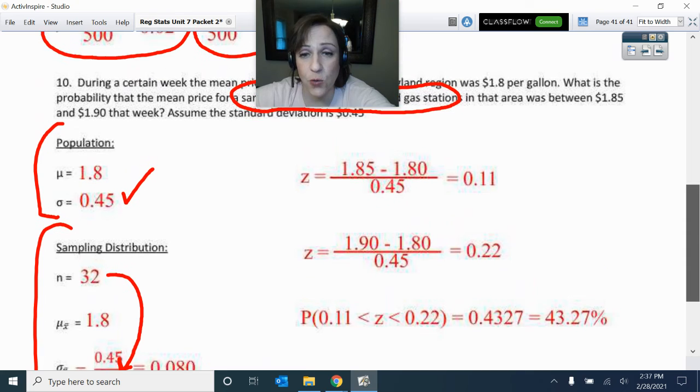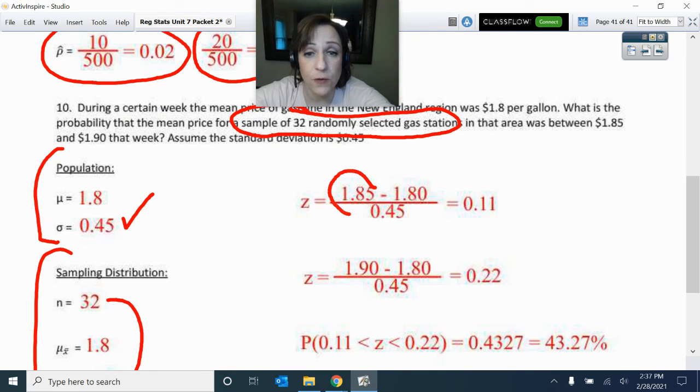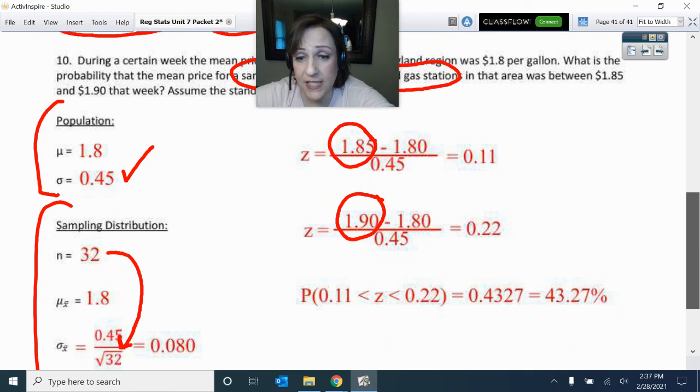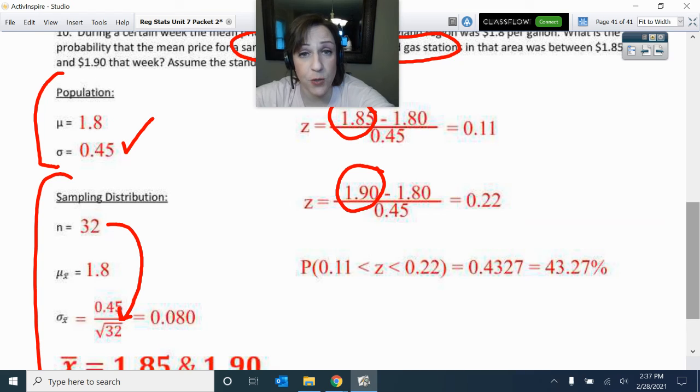So I have my z-scores. I got two of them, one for the 1.85 and one for the 1.90. I norm CDF between the lower and the upper, and I get 43.27%. All right, that is what's going on with our sampling distributions for means and proportions mixed in together.